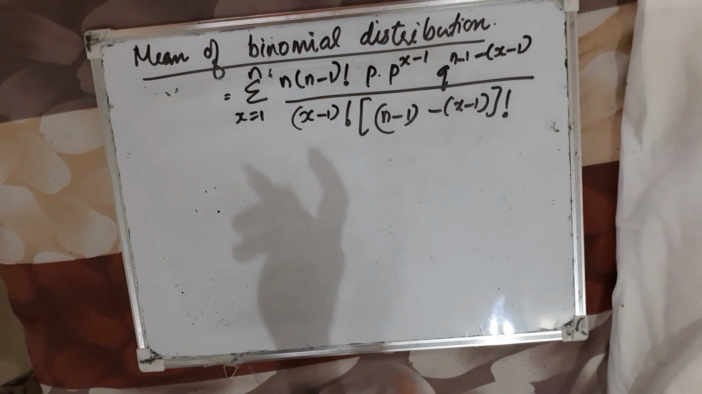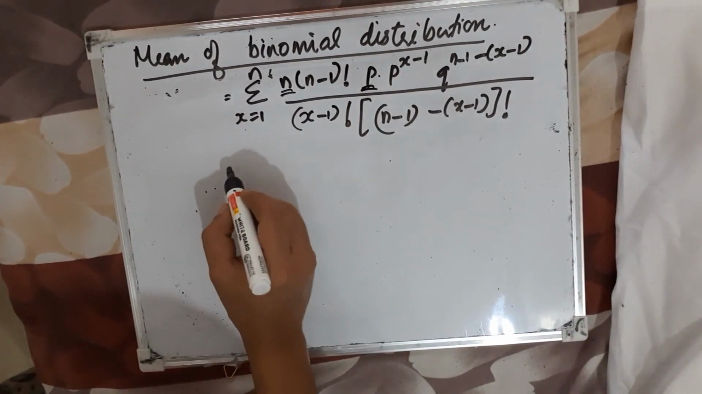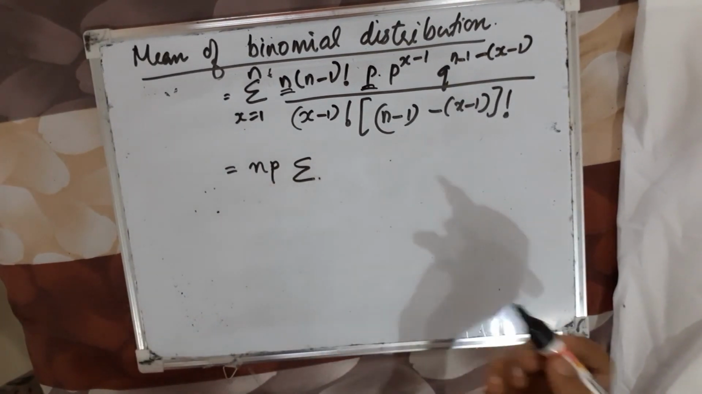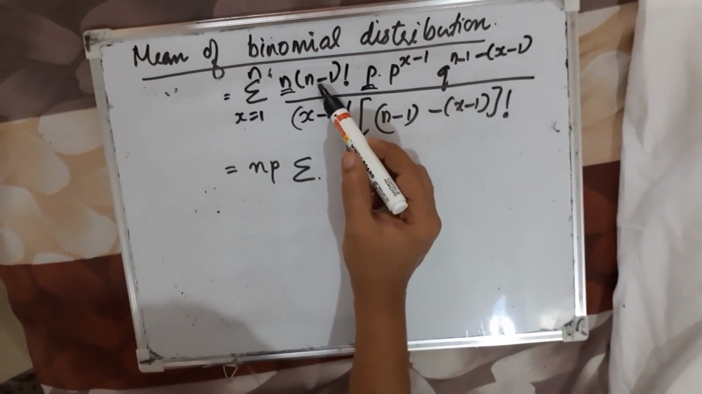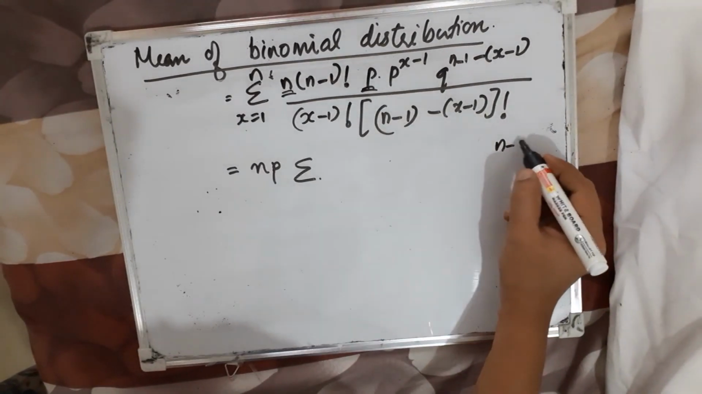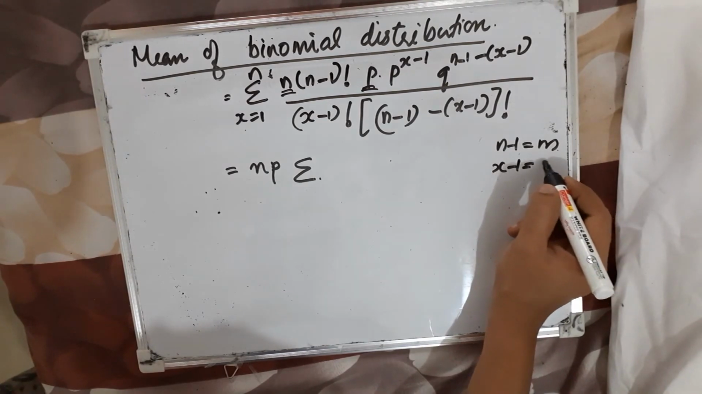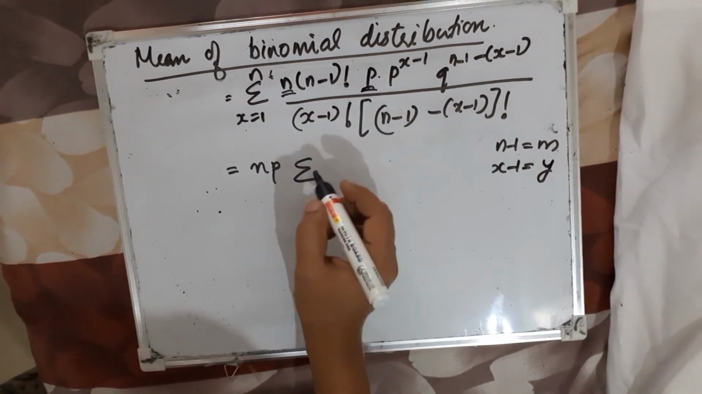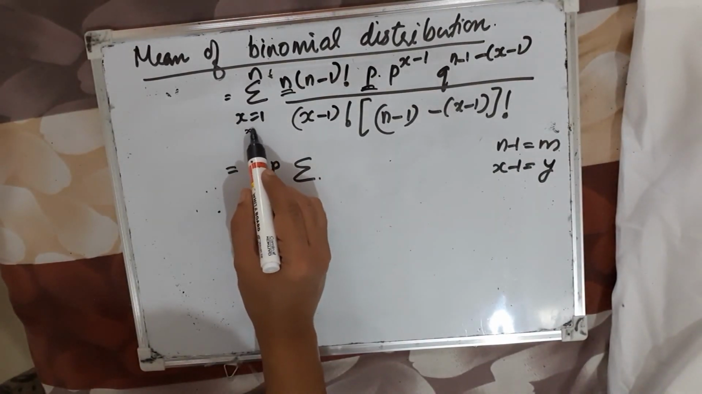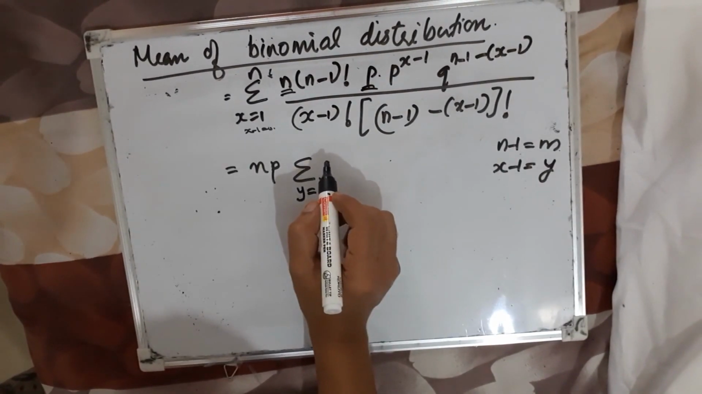The sigma is in terms of x. So here n and p are constants. So n into p into sigma. Then the remaining terms have n minus 1 and x minus 1. To simplify it, substitute n minus 1 equal to m and x minus 1 equal to y. Then x equal to 1 means x minus 1 equal to 0, that is, y equal to 0 to n.